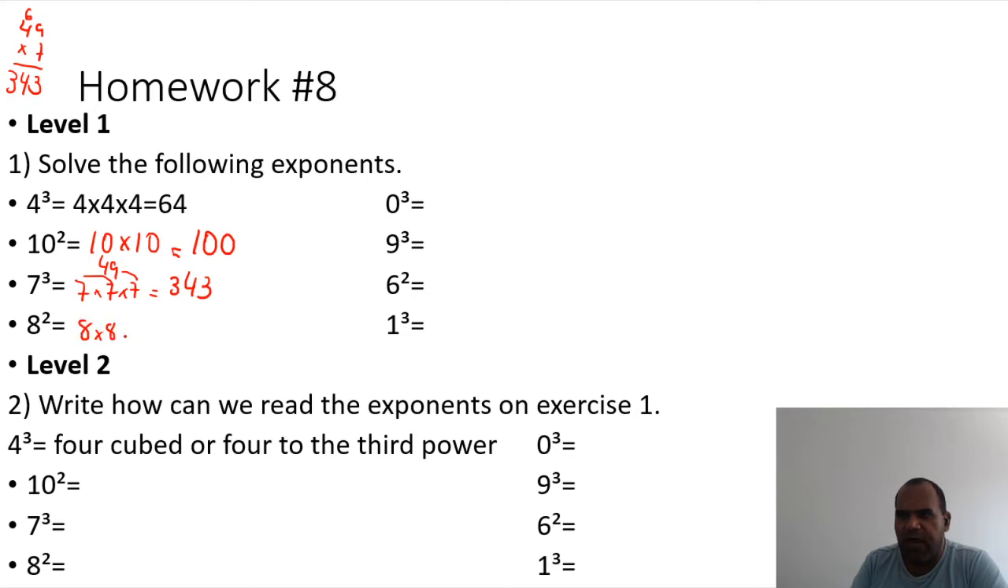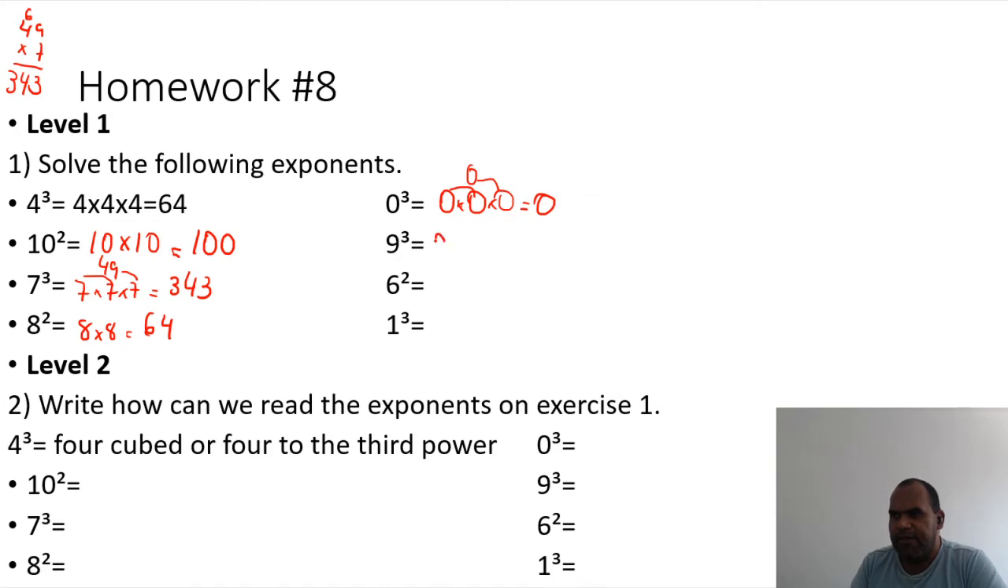Okay, multiply together. Equals 64. 0 cubed. 0 cubed, mister. Yes. How many copies of 0 do I need? I need 3 copies. 1st, 2nd, 3rd. 0 times 0 times 0. 0 times 0 is 0. 0 times 0 again, it's again 0.